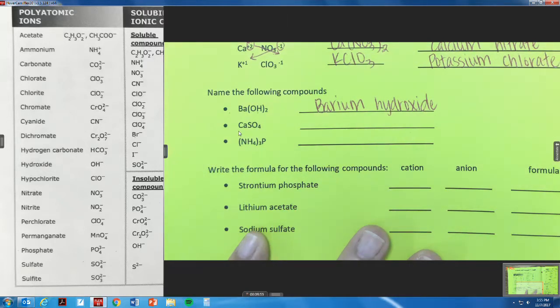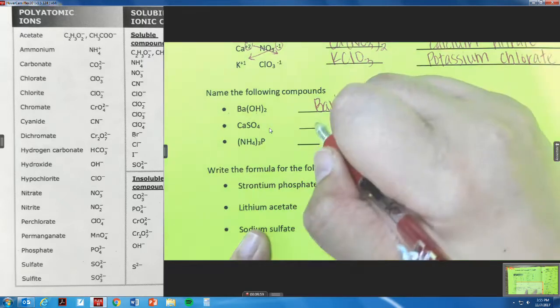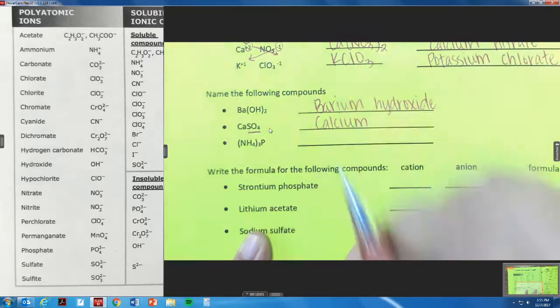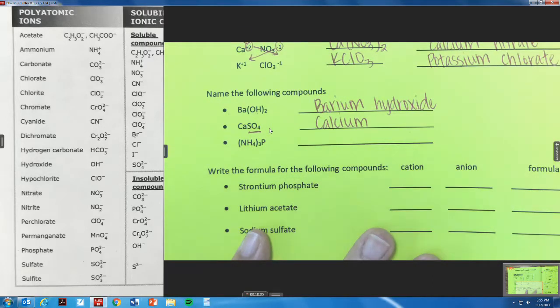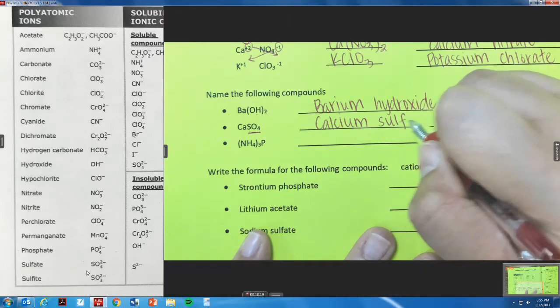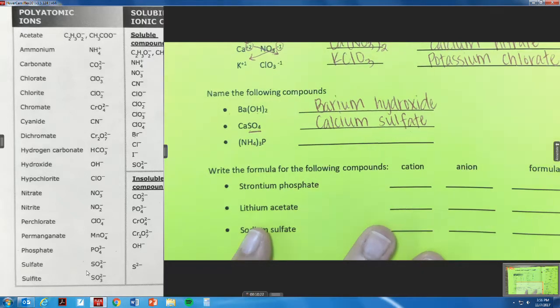Okay, next one, we have calcium, so Ca, and then SO4. So calcium. And then what's SO4 on your periodic table? SO4 is right here. So that's going to be sulfate. Okay, so calcium sulfate. Okay, the next one, we have NH4 3P.